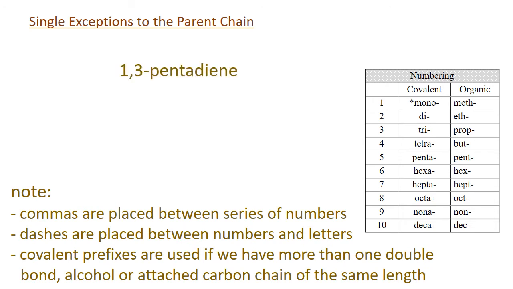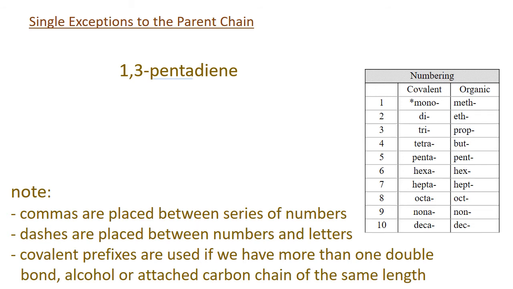Pentadiene. Note, commas are placed between series of numbers. You may have noticed dashes are placed between numbers and letters, and that covalent prefixes are being introduced. Covalent prefixes are used if we have more than one double bond, if we have more than one alcohol, or if we have more than one attached carbon chain that is of the same length. So if I had 2 methyls, it would have to say dimethyl.